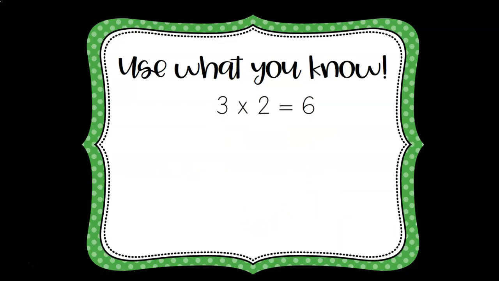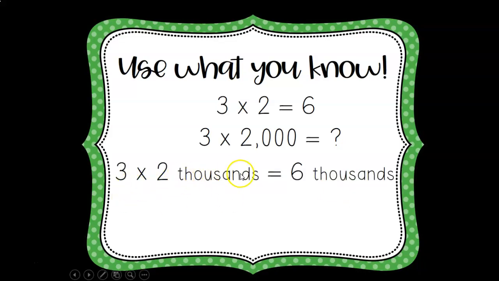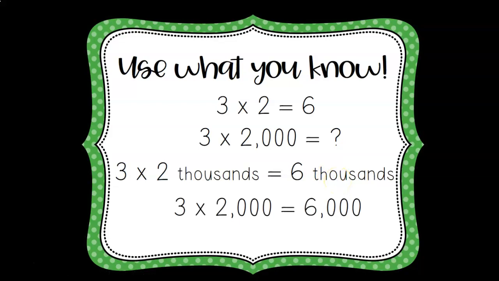Let's try another one using the same basic fact. I know that 3 times 2 is 6. So what is 3 times 2000? Remember, we're going to use our basic fact, 3 times 2, and we write thousands. So 3 times 2 thousands is 6 thousands. So 3 times 2000 is 6,000.